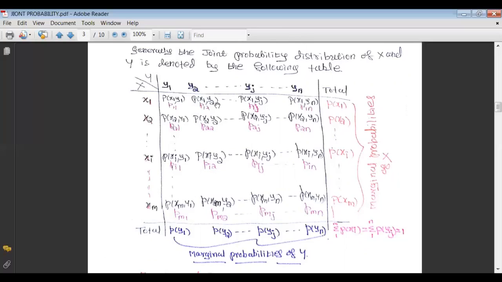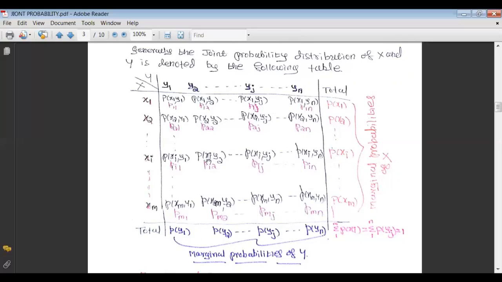Now P of x1, y2 represents the probability that the variable x takes the value x1 and the variable y takes the value y2. In general, P of xi, yj represents the probability that the variable x takes the value xi and the variable y takes the value yj. In a similar fashion, we can define all other probabilities.